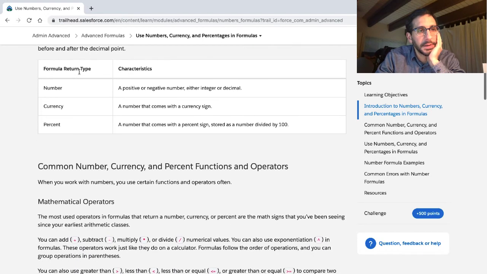Okay, moving on. Formula return type characteristics. Number: a positive or negative number, either integer or decimal. Currency: a number that comes with a currency sign. Percent: a number that comes with a percent sign, stored as a number divided by 100.